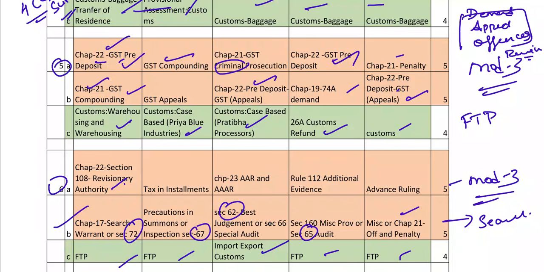Okay, so 6A is going to be a mix of the other miscellaneous areas from module 3, which is your advanced ruling. Advanced ruling, two times the question has been there, and this is a miscellaneous provision. Here there is one miscellaneous provision and here one more. In the next attempt, the last attempt, you have another miscellaneous portion question. And tax in installments is also one such question from the other parts.